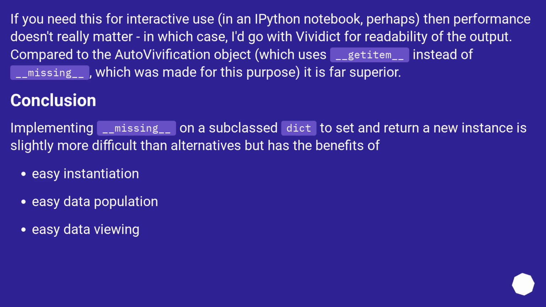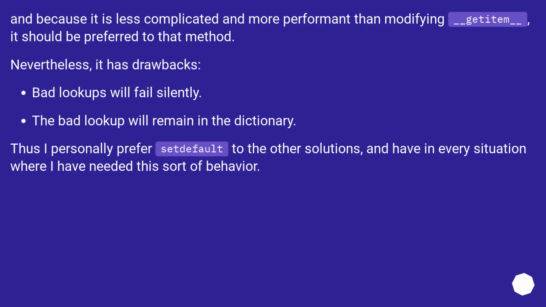Compared to the autovivification object, which uses __getitem__ instead of __missing__, which was made for this purpose, it is far superior. Conclusion. Implementing __missing__ on a subclass to set and return a new instance is slightly more difficult than alternatives, but has the benefits of easy instantiation, easy data population, easy data viewing. And because it is less complicated and more performant than modifying __getitem__, it should be preferred to that method. Nevertheless, it has drawbacks. Bad lookups will fail silently, the bad lookup will remain in the dictionary. Thus, I personally prefer setdefault to the other solutions, and have in every situation where I have needed this sort of behavior.